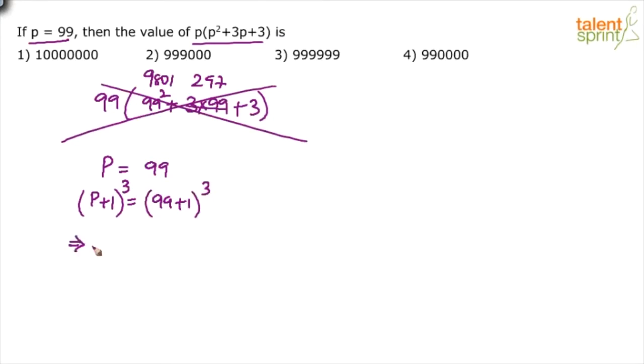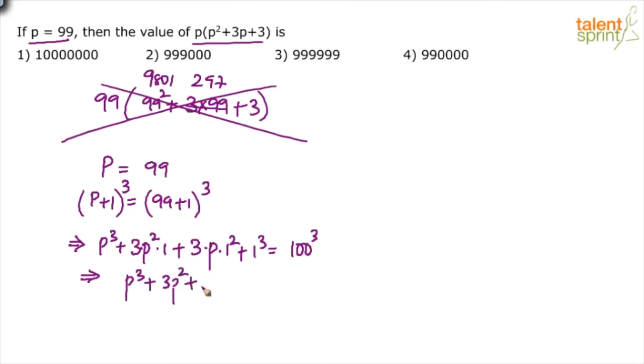So what happens here? A plus B whole cube is A cube plus 3A squared B plus 3AB squared plus B cube, equal to 100 cube. Now if you observe, what do we get on the left hand side? P cube plus 3P squared plus 3P plus 1 equals 100 cube, so this is like 10 lakhs. Subtract 1 from that. What do we get? P cube plus 3P squared plus 3P.